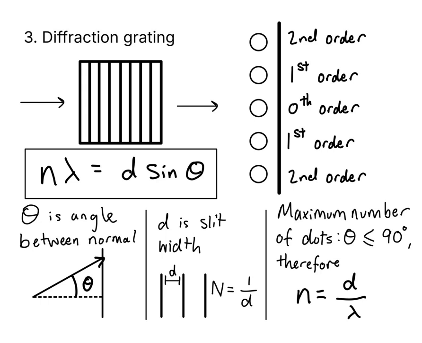A common exam question is determining the maximum number of dots you can see on the screen. Since the angle theta is a maximum at 90 degrees, sine of 90 equals 1, so then we get n equals d over lambda. With this n, we must always round down to the nearest whole number. With this number, we then double it for the number of dots on the other side, and we add 1 for the 0th order. Make sure you remember this.